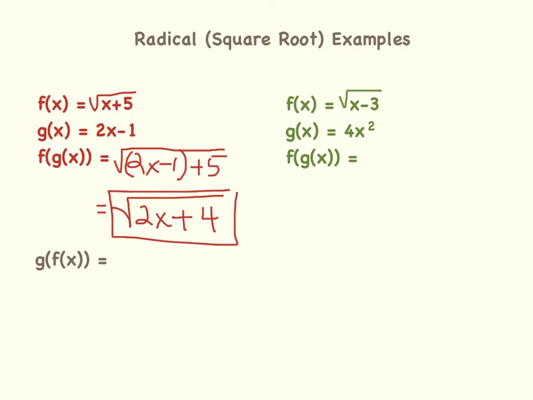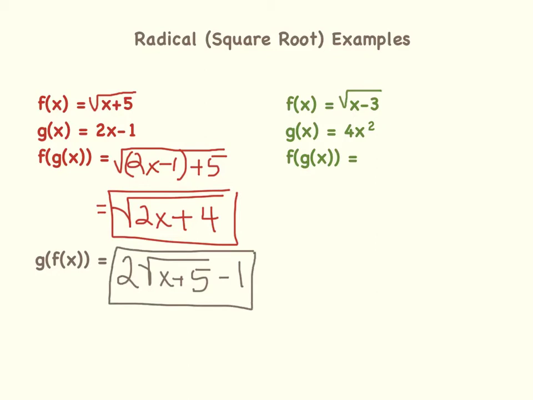So I start out writing the g equation, 2, and instead of times x, it is times the square root of x plus 5. And then I continue with the g equation, and it's minus 1. Now, it just so happens that this is already as simplified as you can get it, so that would be your answer to g of f of x.